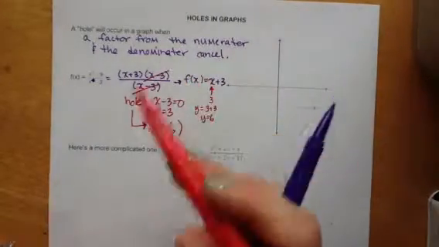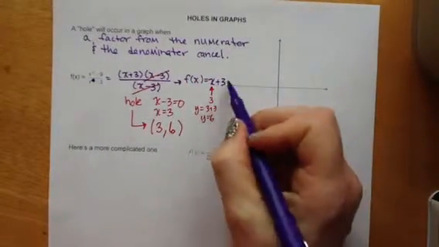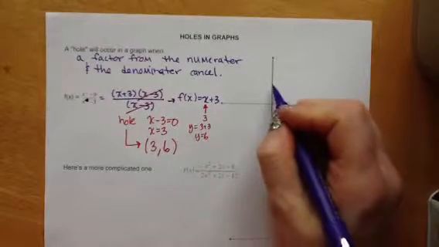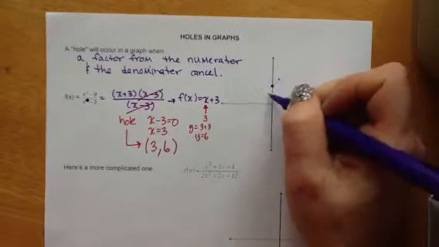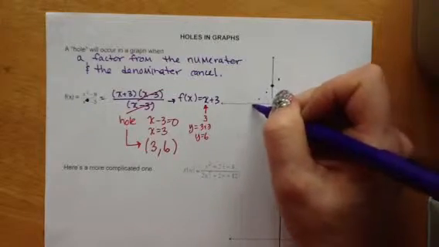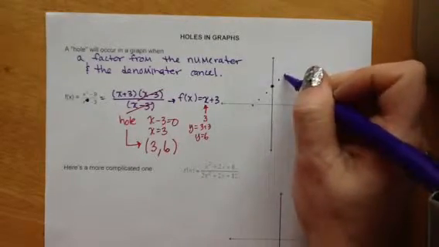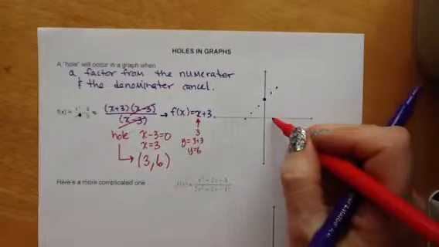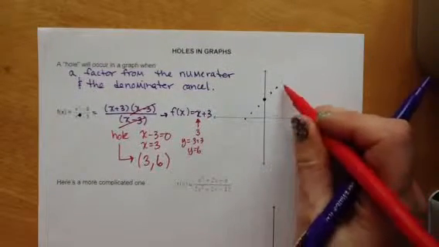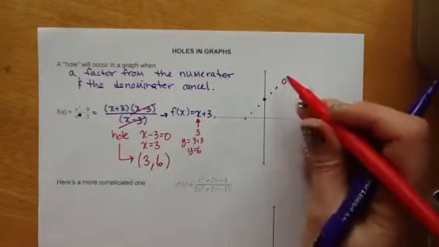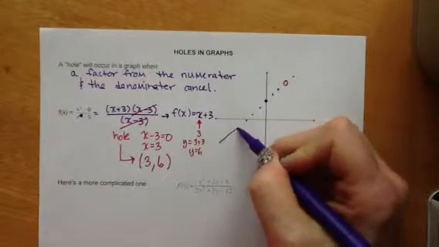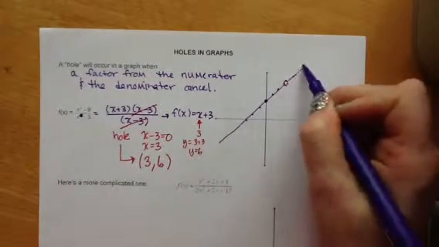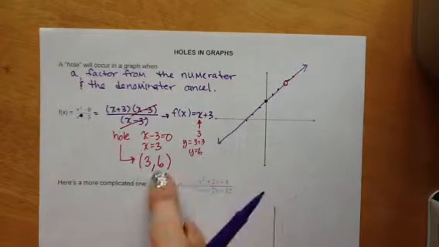Otherwise, this function is going to be the graph of a line with a y-intercept at 3 and a slope of 1. So I can graph this like a normal line, except at the ordered pair 3, 6, there is a hole. So otherwise, this is a perfectly normal line. It just has a hole at 3, 6.